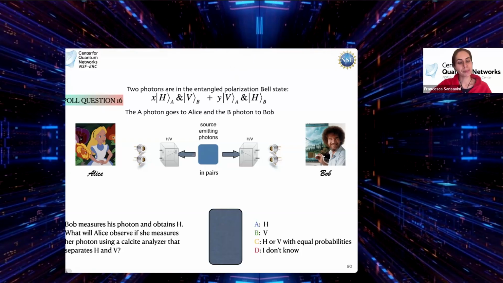Here is the poll. What will Alice observe if she measures her photon using a calcite analyzer that separates H and V? The answer is B. We have seen something similar even in the last couple of hours. We, of course, will be in this case of V, A, H, B. So if Bob obtains H, Alice will have V.